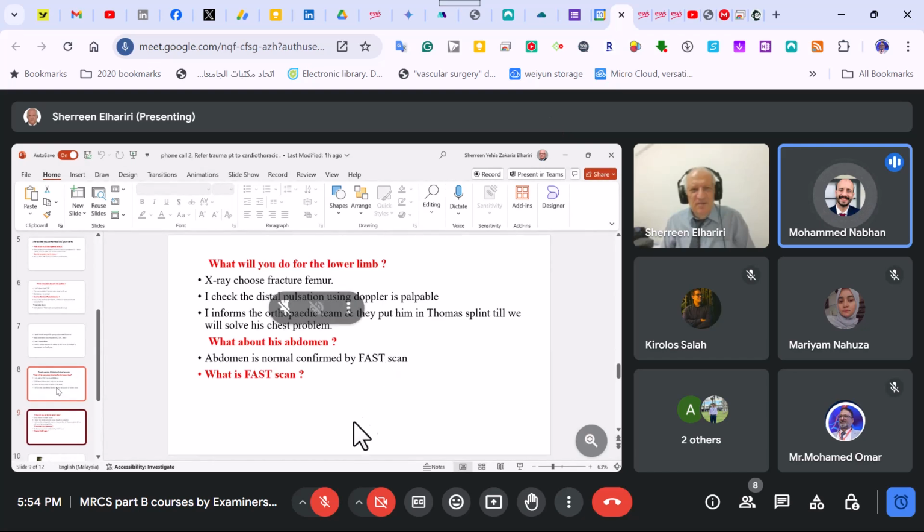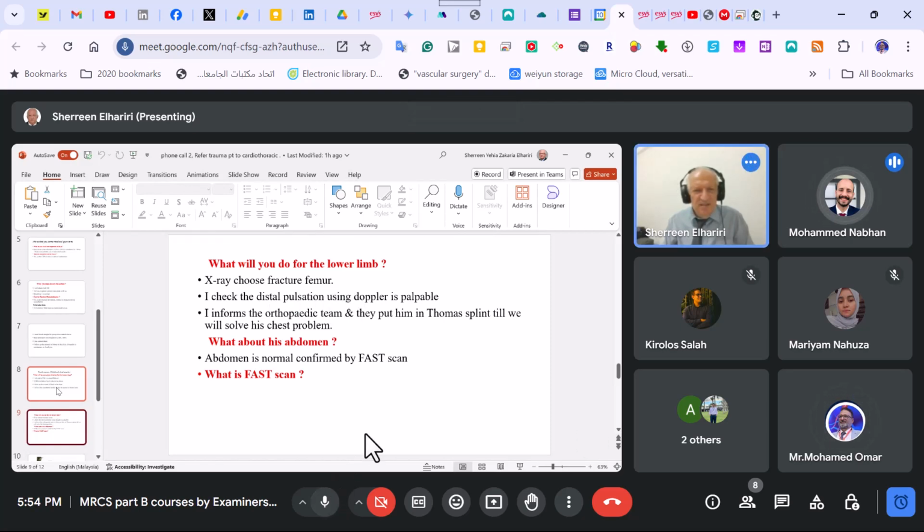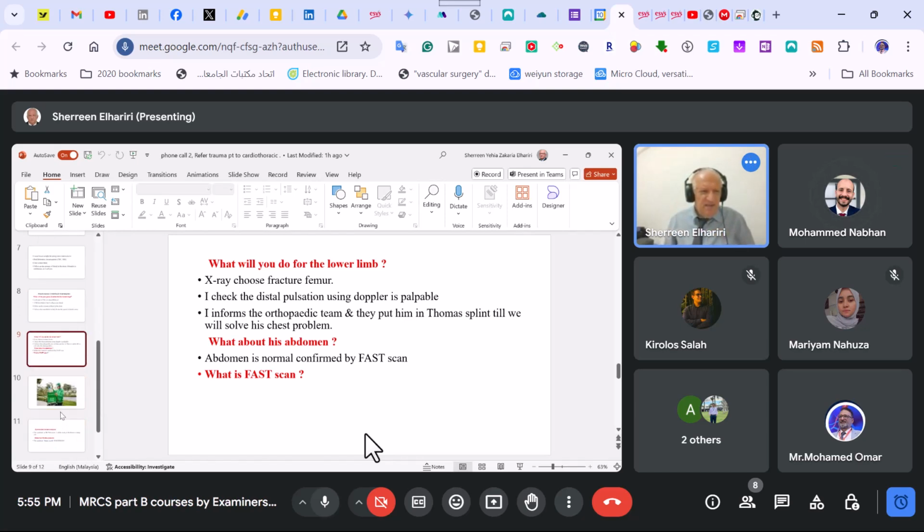They might put a Thomas frame. They might put or they already put. They must put what? Thomas splint. I say might because I didn't have the full information. Okay, all right. So they usually put a Thomas splint. Okay, what about the abdomen? I did a FAST scan and it was normal for the patient.